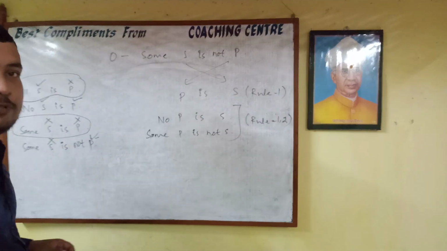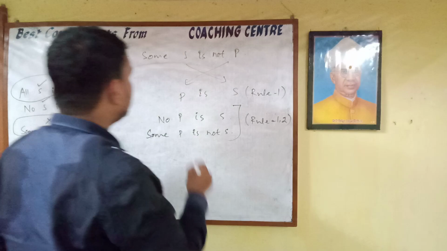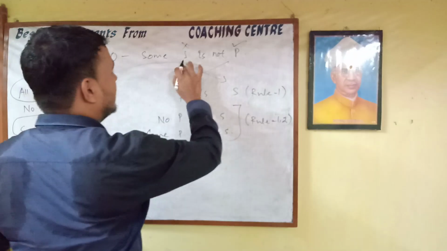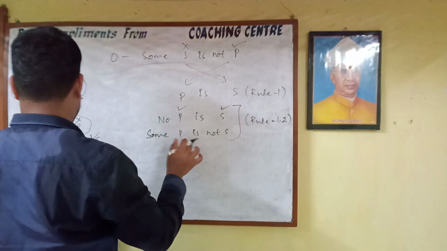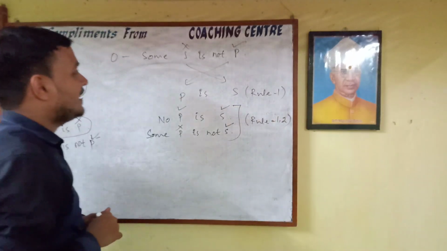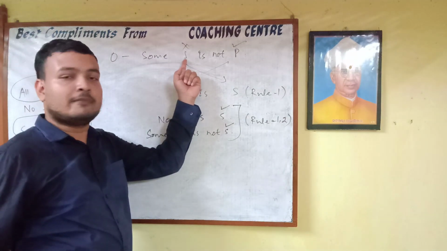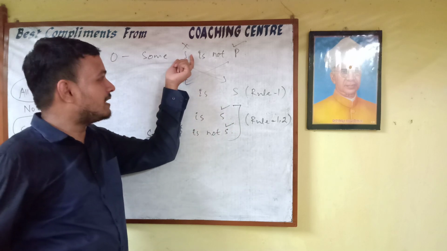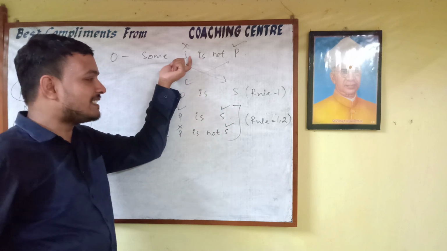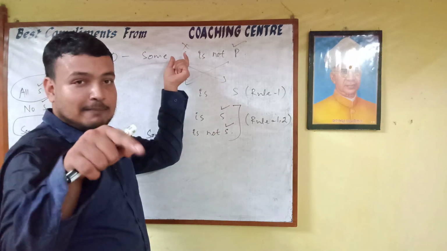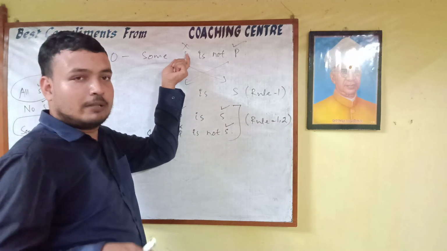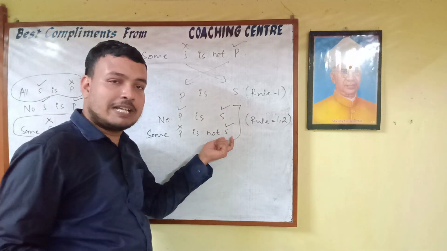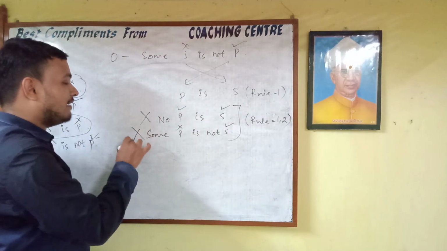Third rule: an undistributed term in the convertant cannot be distributed in the converse. Look here, what is the undistributed term? The subject, S. Are you getting my point? What is the undistributed term of the convertant? That is S. Once again I am repeating, the undistributed term of the convertant is S. But see, in the possibility cases S gets distributed. So both the propositions are violating rule 3.